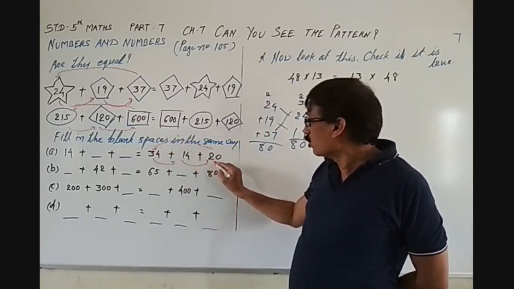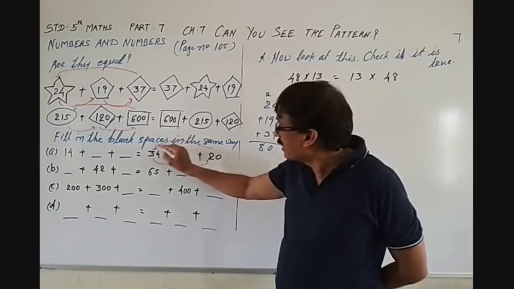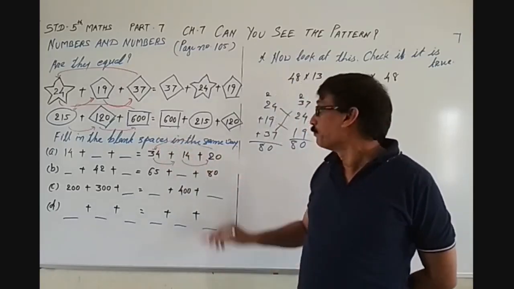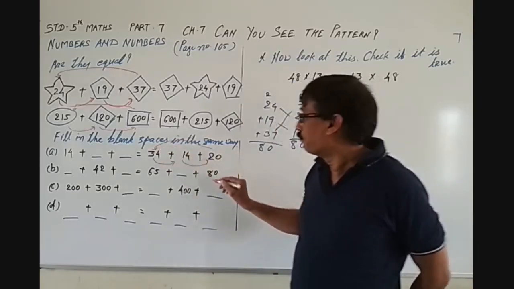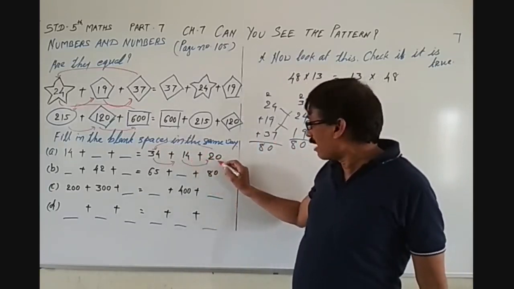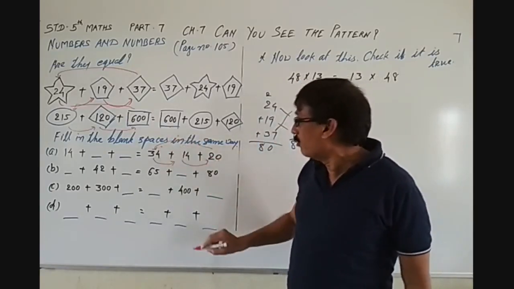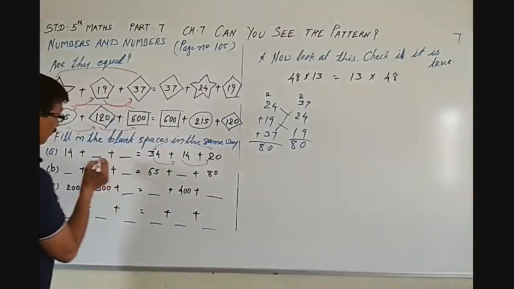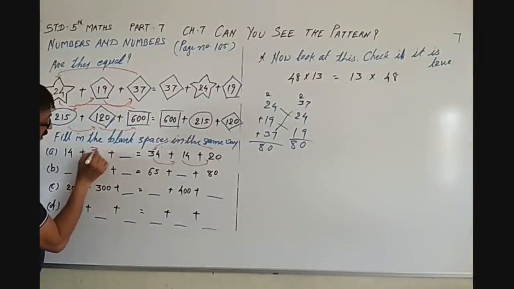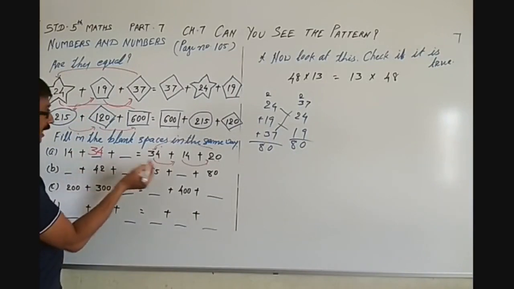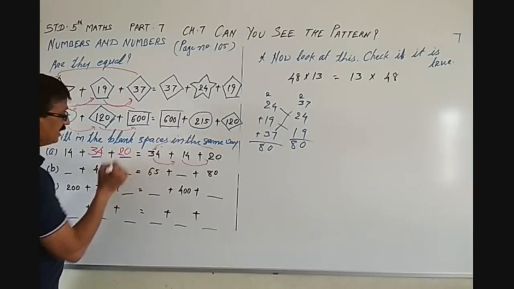But 14 is not over here. 14 is over here. Isn't it? So what will we do? Suppose 14 is now over here. Then 14 comes over here. So the first one will be 14. Then this one will be 34. And the last one will be 20.